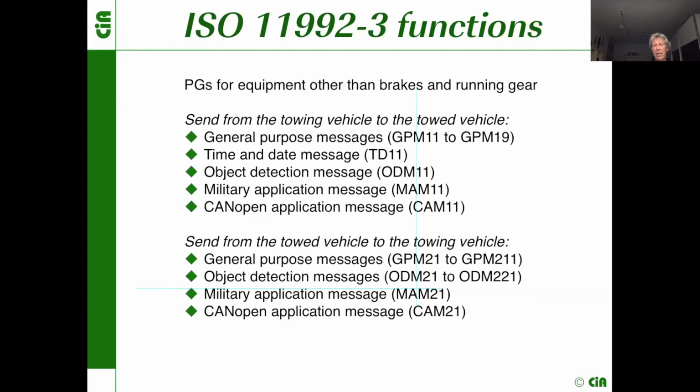We have also parameter groups from the towed vehicle to the towing vehicle. These are the general purpose messages 21 to 211. So you see that there is a lot of different message information to provide. We have the object detection messages from 21 to 221. This is so that we can inform the towing vehicle that there are some objects detected on the side or behind the trailer. We have also the military application messages, and the CANopen application messages as a response to the above mentioned.